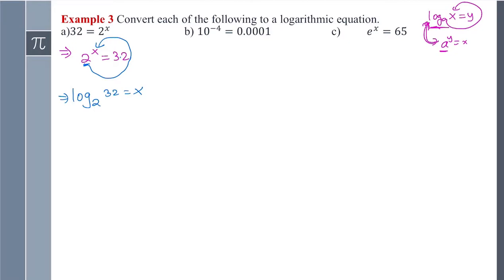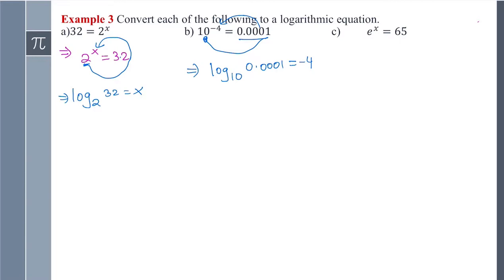Now similarly here, we already have that exponent to the left, so we'll start from here, we'll go to the other side, and then we come back here. So this means log base 10 of this number equals -4. Similarly, the last one, we start from the base, so log base e of, we go to the other side, 65 equals x. So that's how we change from exponential to log.